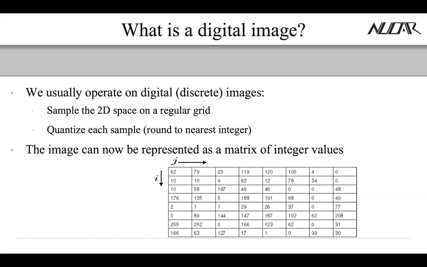In terms of computing, we usually operate on what are called digital images. The idea is that we have this 2D space on a regular grid, and then we quantize this sample to the nearest integer. Now this image can be represented as a matrix of integer values. You can see this 2D matrix, and each point represents an intensity. That's how images are presented to image processing algorithms, right? So this matrix of i and j, and each point, which is a pixel, holds the intensity of that particular pixel, which is represented here.